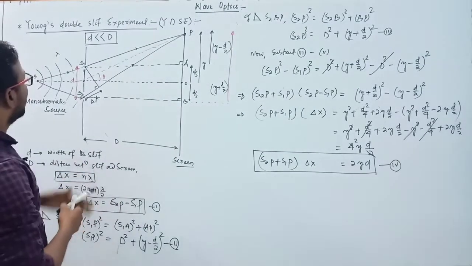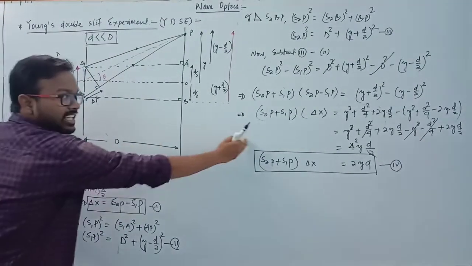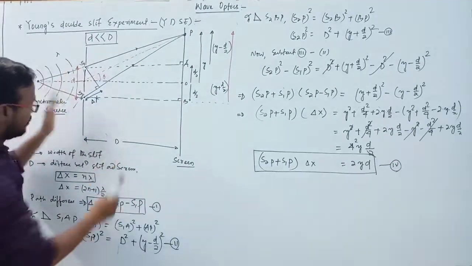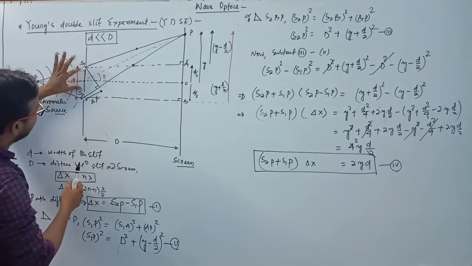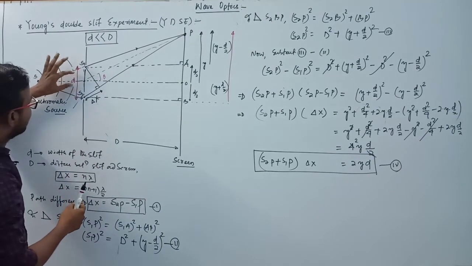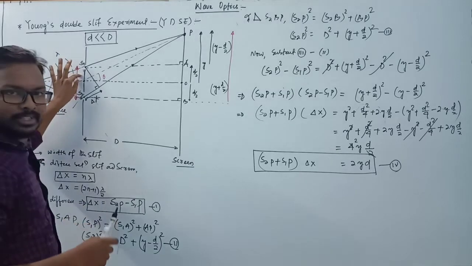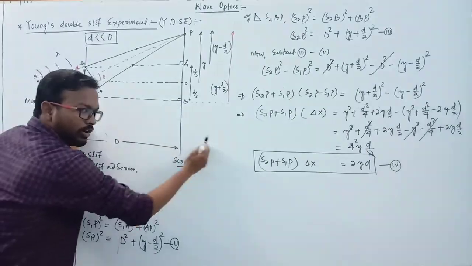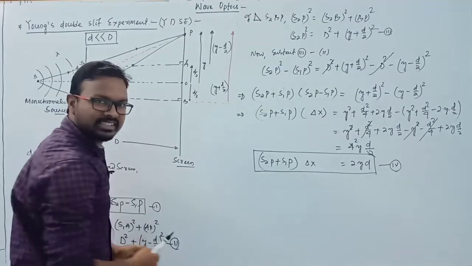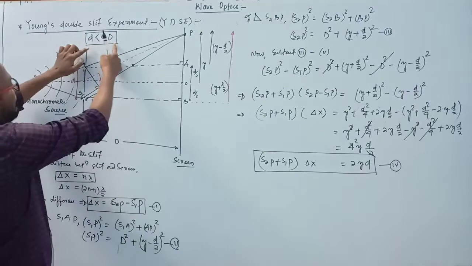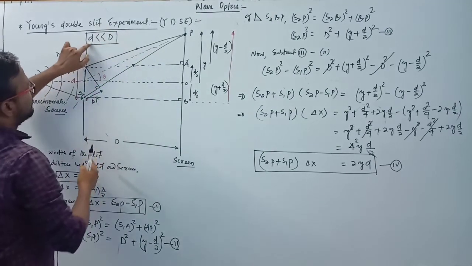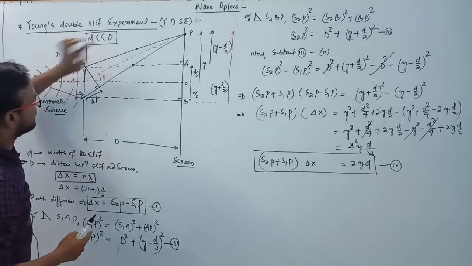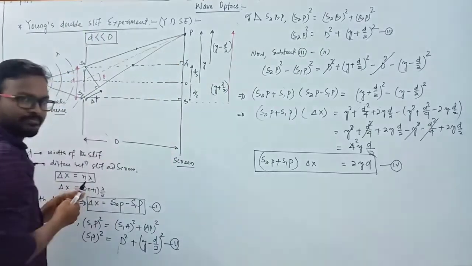Clear? For a large distance D, this angle theta is very small. If we compare it with this distance d, this distance is very small. This distance is like 1 millimeter, but we have to take the other distance, which is 2 meter, 3 meter, 5 meter, etc. So the width of the slit is very small as compared to the separation between screen and slit.